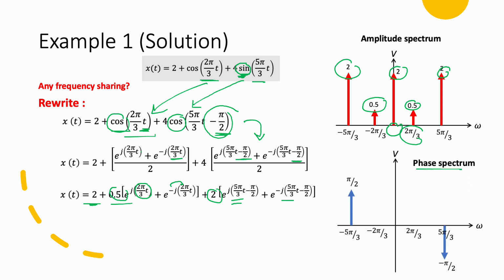Next, we need to draw the phase spectrum. At 0, there is no phase, so you can just leave it as 0. The same goes for 2 pi over 3, there is no phase involved here. However, there is a phase involved, which is negative pi over 2 at positive 5 pi over 3 angular frequency. Since it is negative, it is pointed downward. Next, at negative 5 pi over 3, the angular frequency is negative, so the phase will become positive pi over 2, so it is pointed upward.